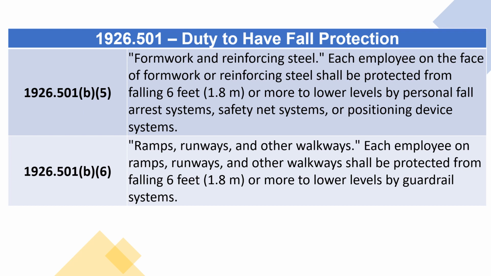1926.501(b)(5). Formwork and reinforcing steel. Each employee on the face of formwork or reinforcing steel shall be protected from falling 6 feet (1.8 meters) or more to lower levels by personal fall arrest systems, safety net systems, or positioning device systems. 1926.501(b)(6). Ramps, runways, and other walkways. Each employee on ramps, runways, and other walkways shall be protected from falling 6 feet (1.8 meters) or more to lower levels by guardrail systems.